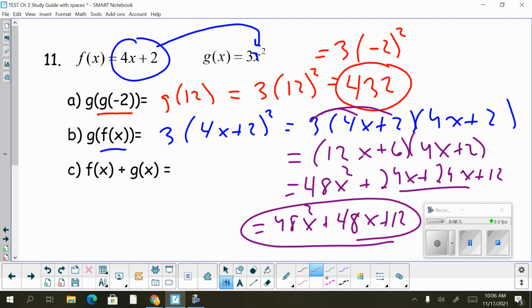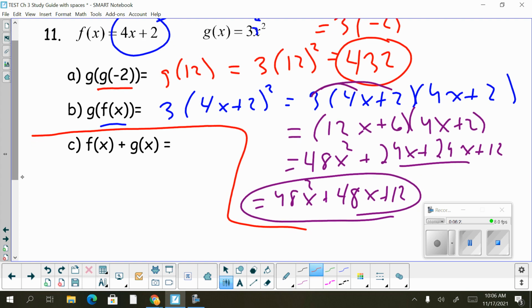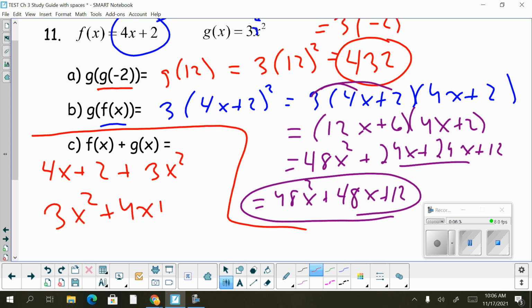And finally, part C. Not much space left. Let me scroll a little bit. F plus G, you're just going to add the two up. So F is 4x plus 2. G is 3x squared, and I'll put it into standard form. That's your answer for 11C.